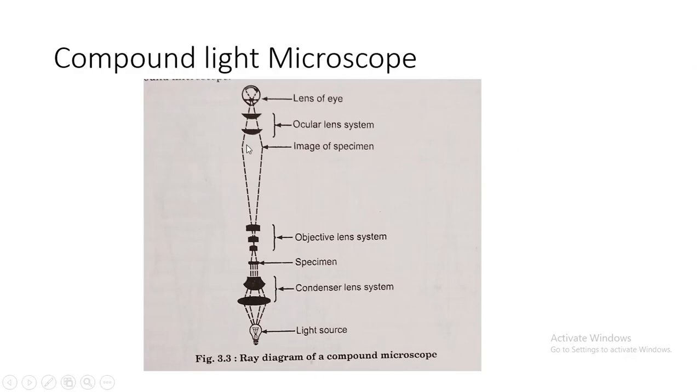Now this is the ray diagram of a compound microscope. So this is your light source. So light will be emitted. It will pass through the condenser, and through the condenser it will be focused on the specimen, that is the tissue or the microbe which is to be observed. Then after this, the image will be transferred from the objective lens to the ocular lens, that is your eyepiece, and from the eyepiece into the lens of your eye.